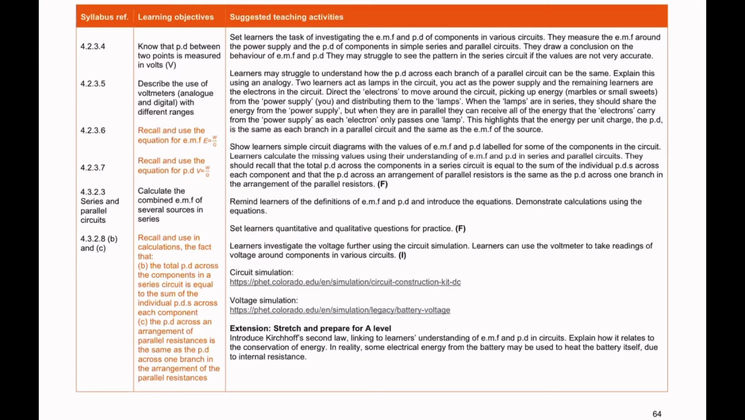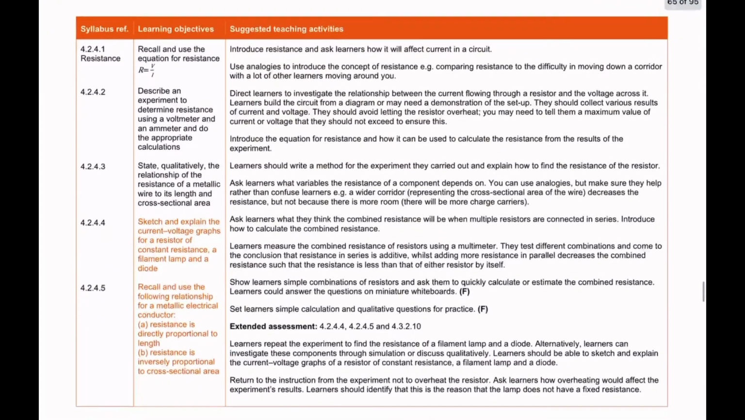Key concept 4.3.2.3 Series and parallel. Learning objectives. Calculate the combined EMF for several sources in series. Recall and use the equations: B, the total PD across the components in a series circuit is equal to the sum of the individual PDs across each component. C, the PD across an arrangement of parallel resistances is the same as the PD across one branch in the arrangement of the parallel resistances.